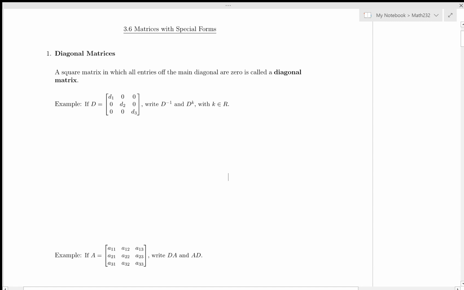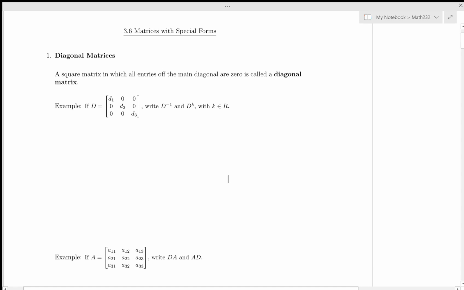We're going to cover today section 3.6, Matrices with Special Forms. Okay, so some interesting things here, and again, some vocabulary that we're going to have to get used to.